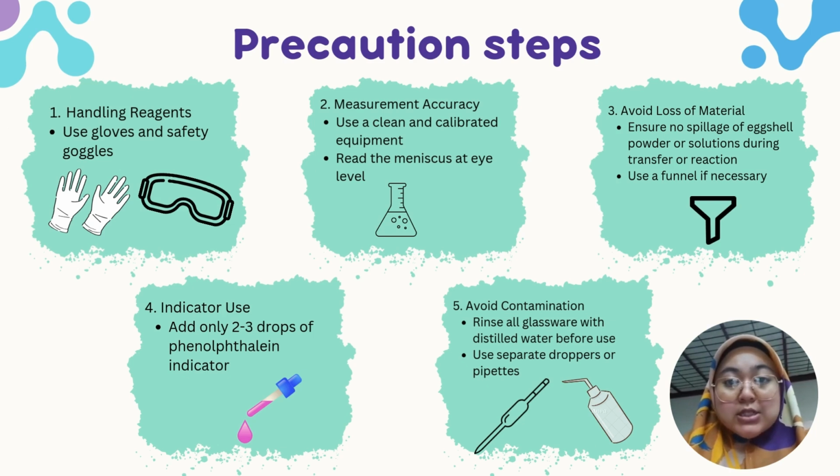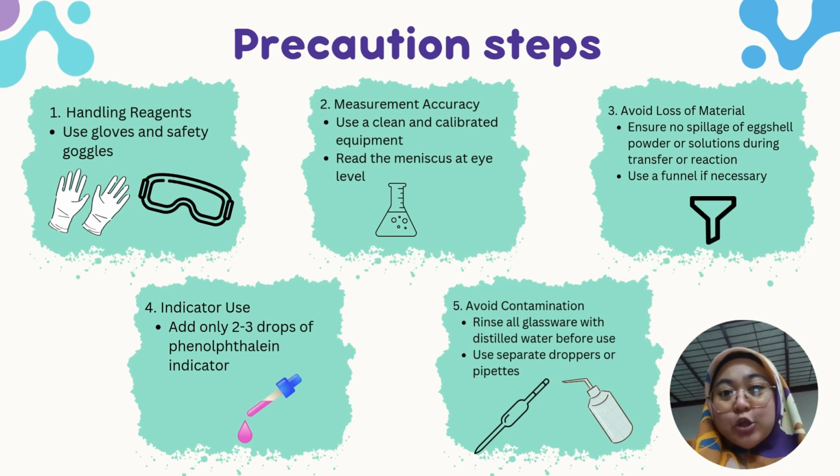Now we move to precaution steps. We have 5 precaution steps. First is handling reagent. Use gloves and safety goggles when handling hydrochloric acid and sodium hydroxide. Both are corrosive and can cause harm if in contact with skin or eyes. Second is measurement accuracy. Use a clean and calibrated burette, pipette and balance for precise measurement. Read the meniscus at eye level to avoid parallax error when measuring liquid volume.